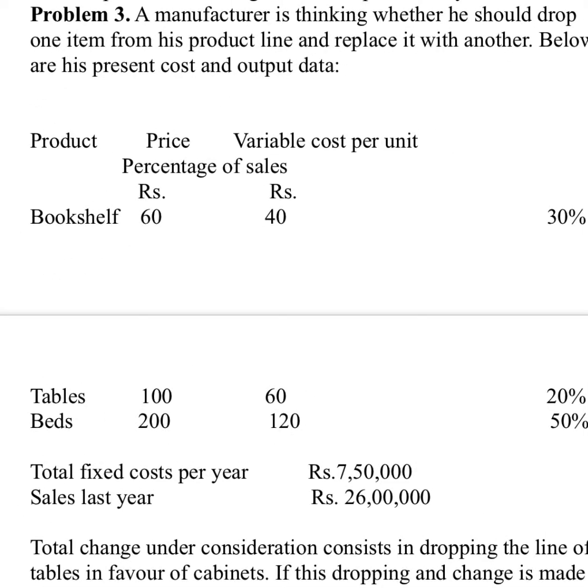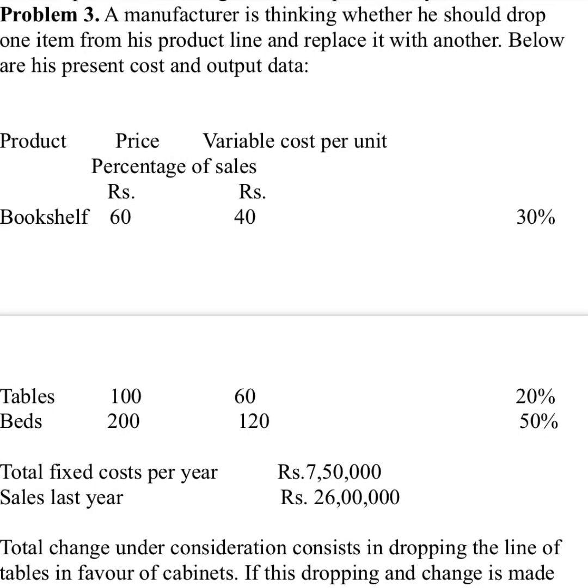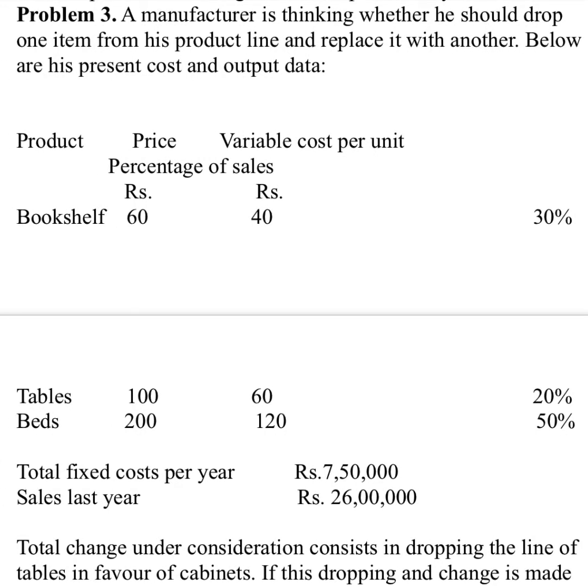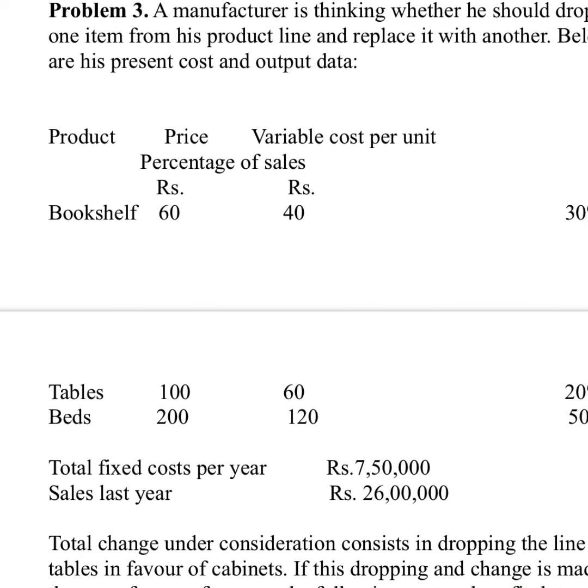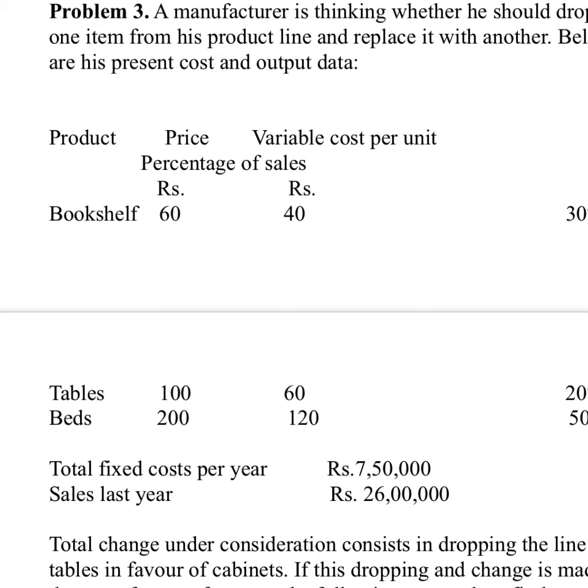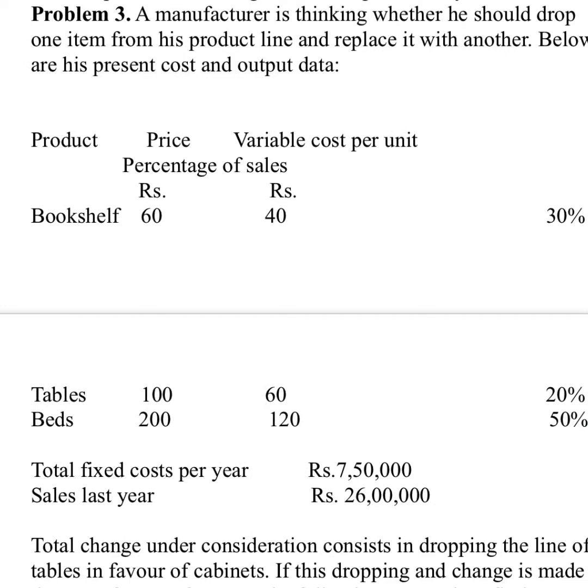A manufacturer is thinking whether he should drop one item from his product line and replace it with another. So he is planning to drop one product and replace it with another one. So it is dropping a product line and introducing a new product line, right? Below are his present cost and output data.